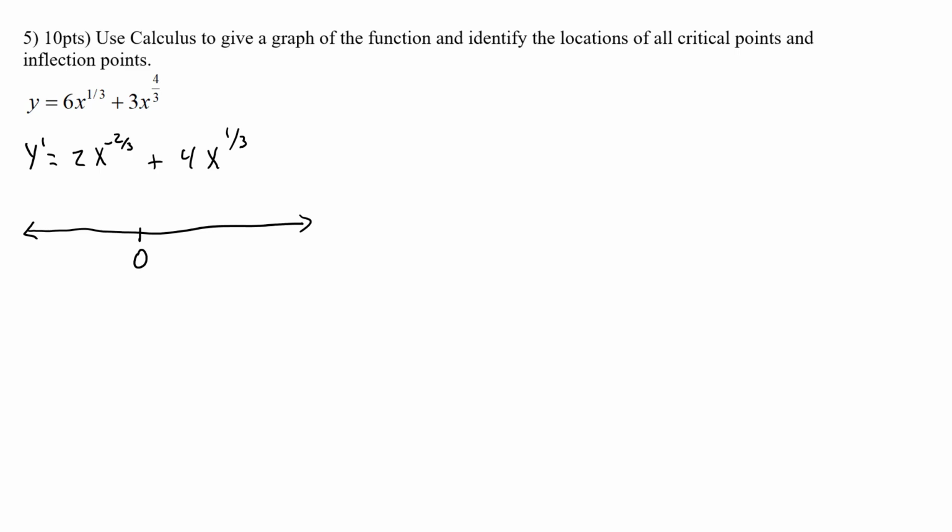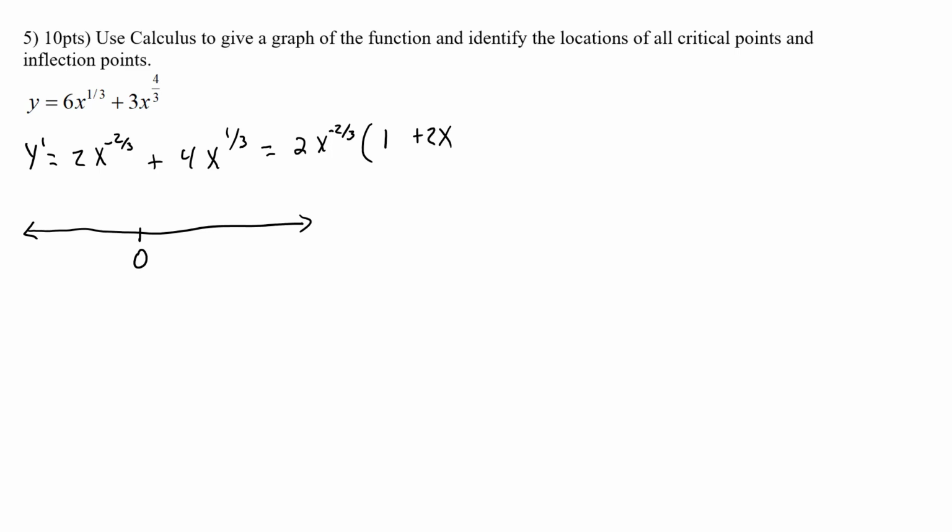Next, I need to see what makes it 0. We could factor here to figure that out. You could set it equal to 0 and then do the algebra. When you factor, you should factor out the smallest exponent. So we can take out a 2 and then an x to the negative 2/3. And when we do that, then this will just be 1, and this will be plus 2.